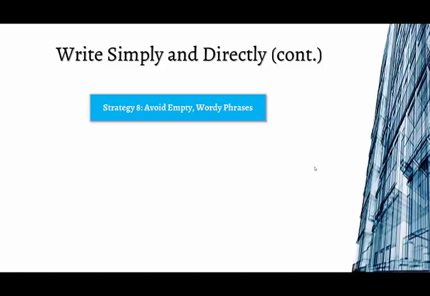Okay, let's take a look at the final strategy, which is to avoid empty, wordy phrases. We saw how in the previous sentences, actually, that was a problem. An example of this would be "due to the fact that." A one-word option for this would just be "because." And there are lists and lists of these two, three, four, five-word phrases. They often involve a preposition as well, where you can just say the same thing with fewer words.